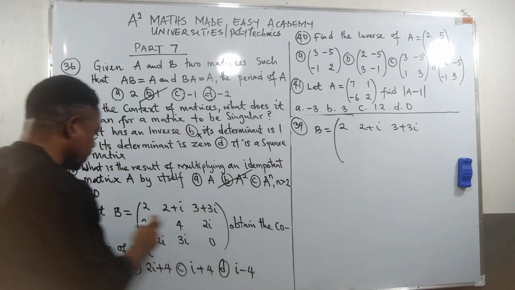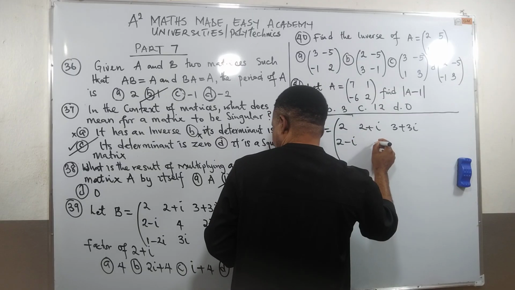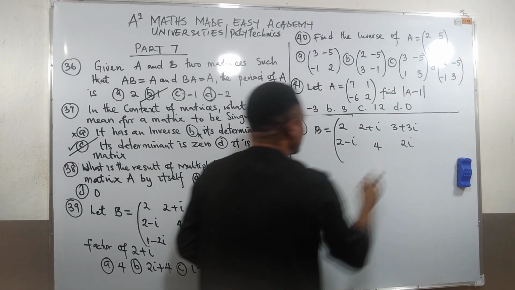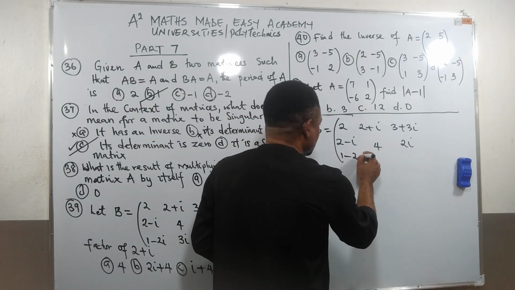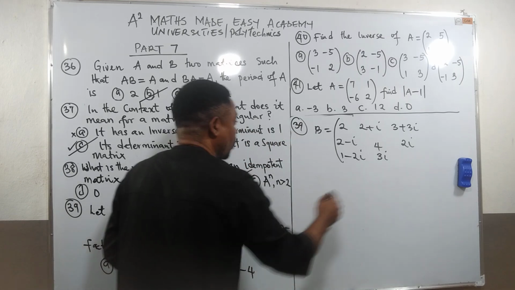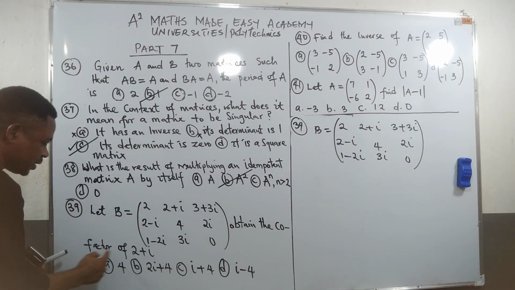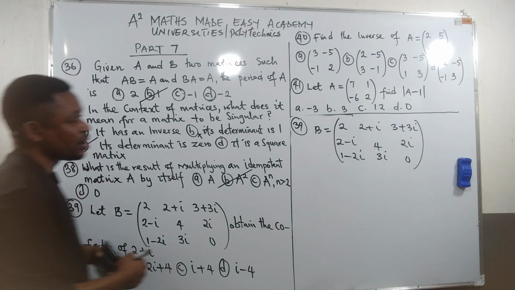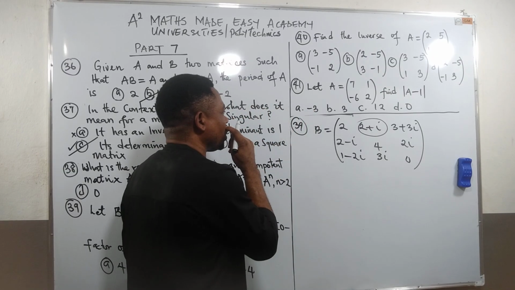What about matrix B, the second row? 2 minus I, we have 4, then we have 2I. What about the third row? The third row is 1 minus 2I, followed by 3I, then followed by 0. Now, what is actually the question? That we should obtain the cofactor of 2I. There is what we call a cofactor.